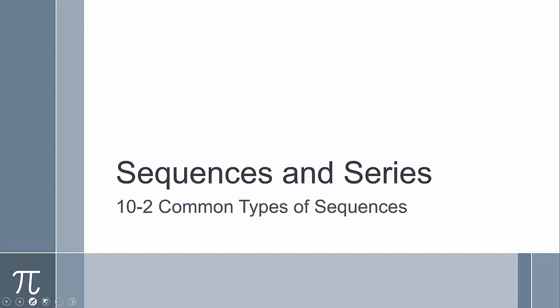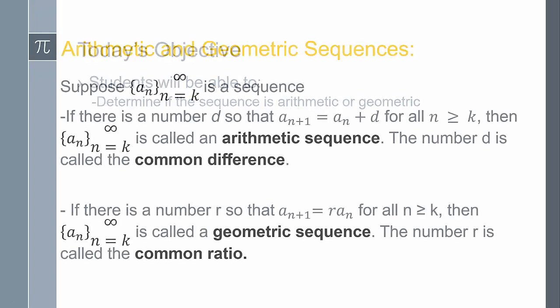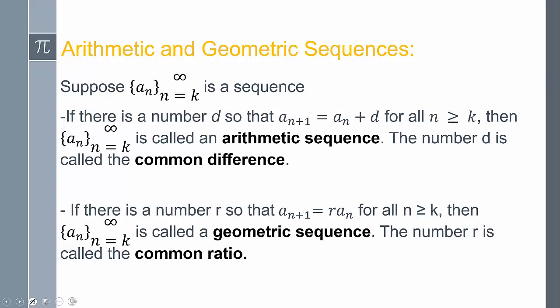This is lesson 10-2. We're going to take a look at common types of sequences, and we're going to determine if a sequence is arithmetic or geometric. So here is the definition of a geometric and arithmetic sequence. Now remember, this is the notation that we introduced yesterday.